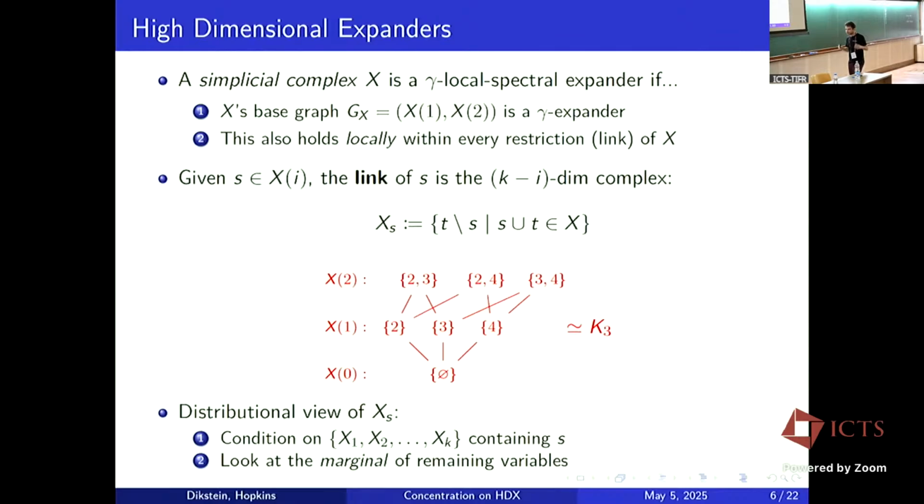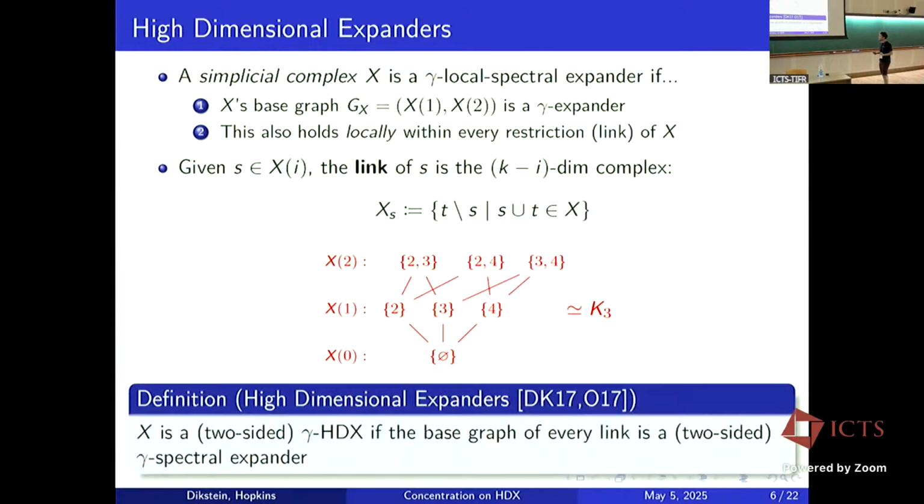And I'll say briefly, distributionally, you should really think of links as saying: let's look at my k-dimensional distribution corresponding to the hypergraph. The link just says condition on this containing s, and look at the marginal distribution on the rest of the variables. This is exactly the same definition, because that was viewing it combinatorially and this is viewing it distributionally. If you do everything in terms of weighted hypergraphs, this tells you what the corresponding distribution on these local objects is.